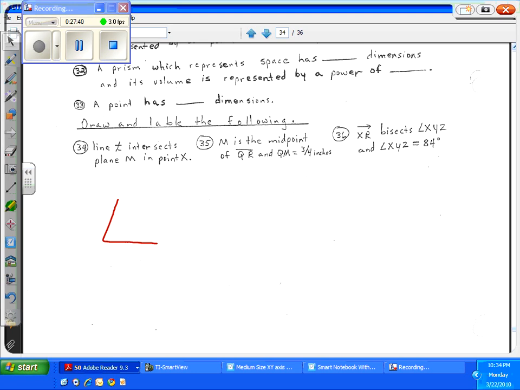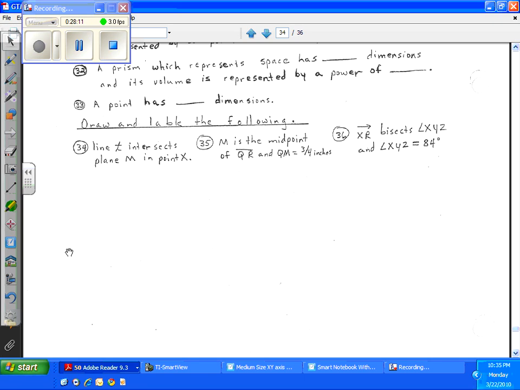Line T intersects plane M in point X. Now this you can freehand because it didn't have an exact measure. We represent a plane with a parallelogram. We would name that plane by a capital letter. We want a line to intersect it, and the way we do that is we show it coming down, and we have the point that that line hits. At the point it hits, we're going to dot it as if it went underneath a sheet of paper, like running a pencil through a piece of paper, and then we could see it come out the other side. And now, that got kind of messy, so I want to do a little bit better job there.